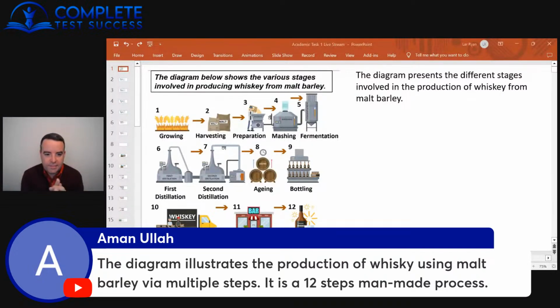Okay, so what I would do is in this first sentence that you sent to me, the diagram illustrates the production of whiskey using malt barley, full stop, and that would be it. And I would just remove the other stuff and keep that information for the overview after this.